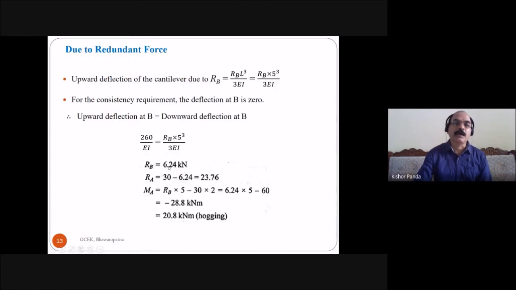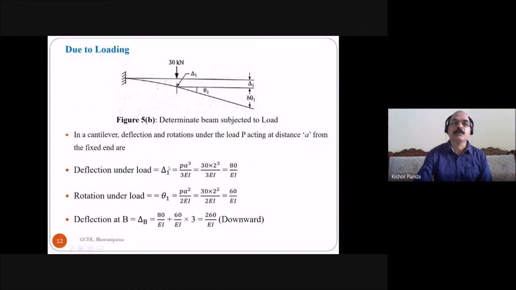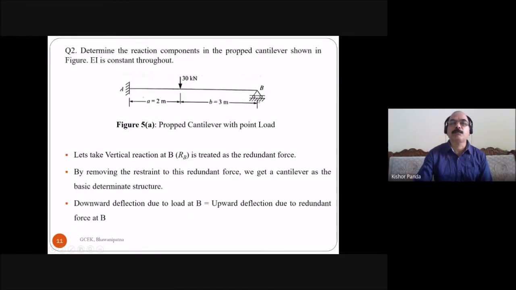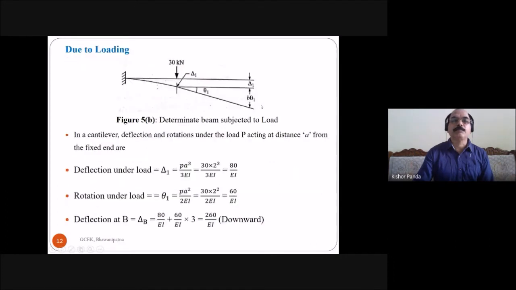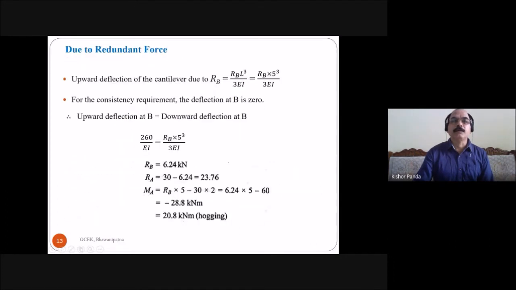After knowing RB, 6.24 kilonewton, you can find out RA. RA plus RB is equal to the downward force. RA plus RB is equal to 30. So RA is equal to 30 minus RB, which is 23.73 kilonewton.